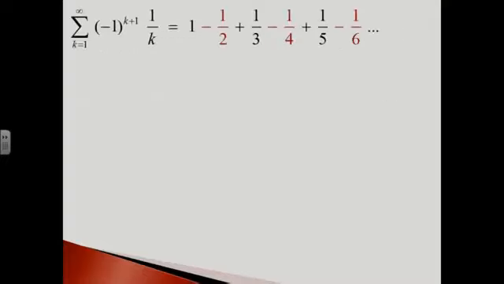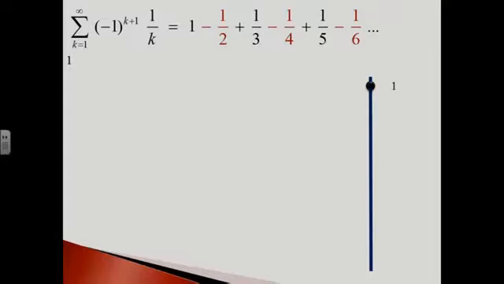We consider an alternating series, sigma k from 1 to infinity of (-1)^(k+1) multiplied by 1 divided by k, which equals 1 minus 1 half plus 1 third minus 1 fourth plus 1 fifth minus 1 sixth, etc. We investigate the convergence of this series by examining the sequence of partial sums. The first sum is 1. We plot this value on a number line.